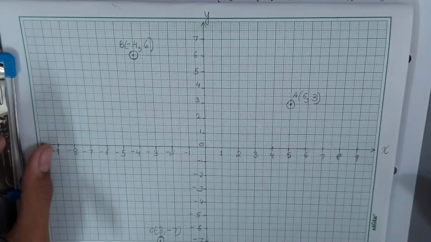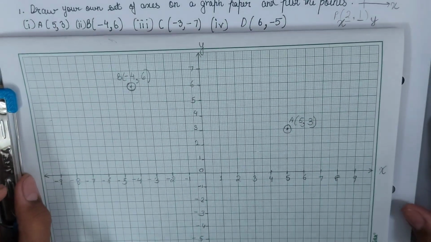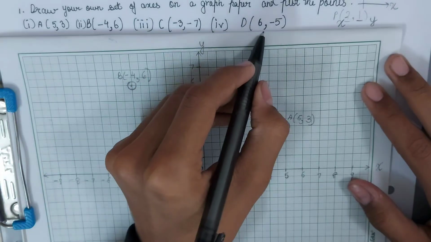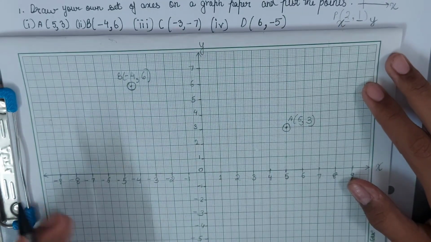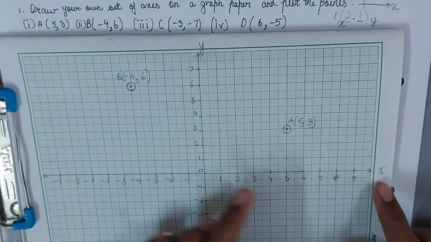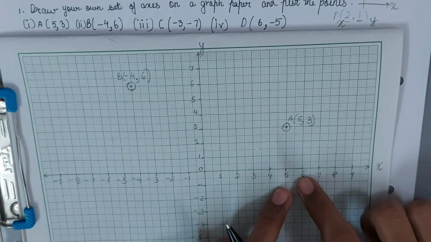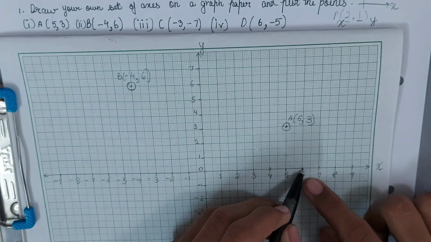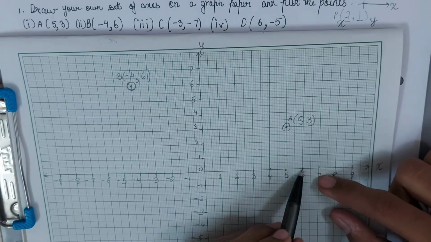Now look at the next points, right? We have got what to mark. First C we have done, then D. D says 6 comma minus 5, right? So again, you look for 6 on the x-axis. Where is it? Here it is, right? Then minus 5 means you go 5 blocks down. How many will this be?